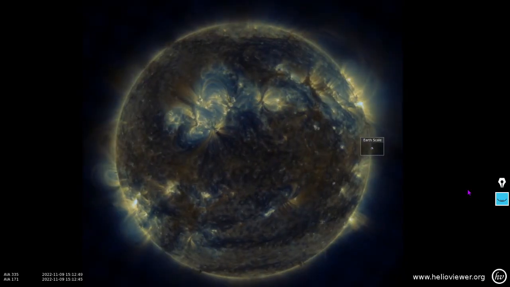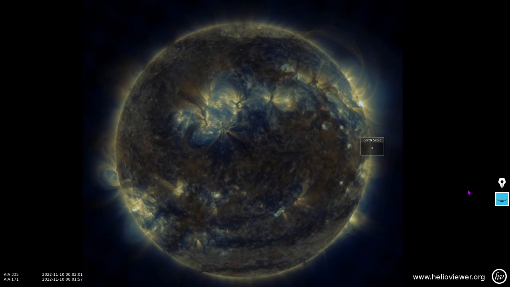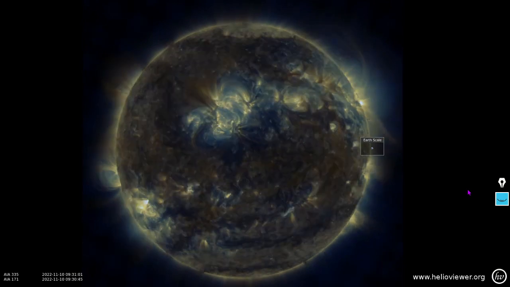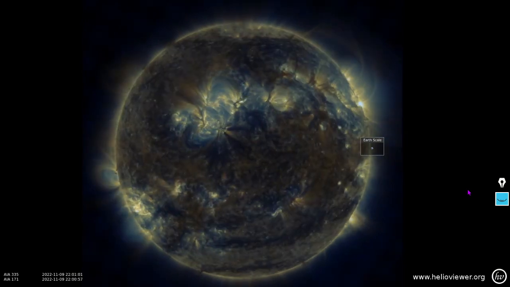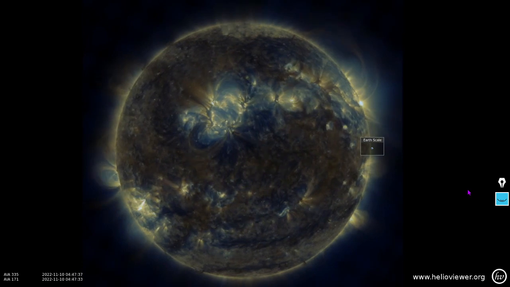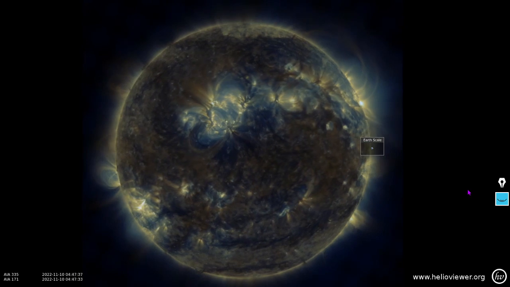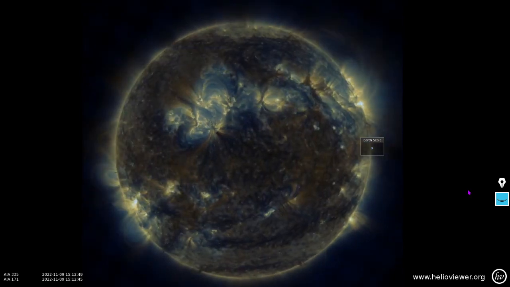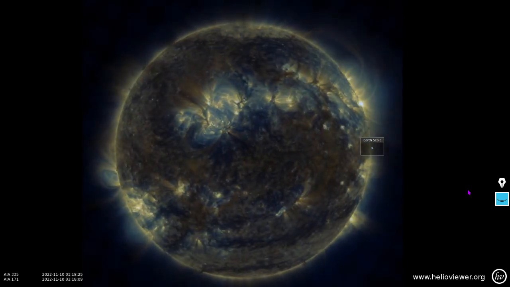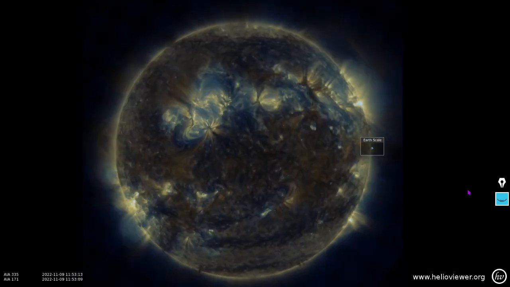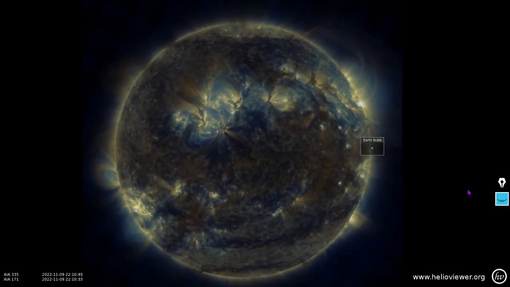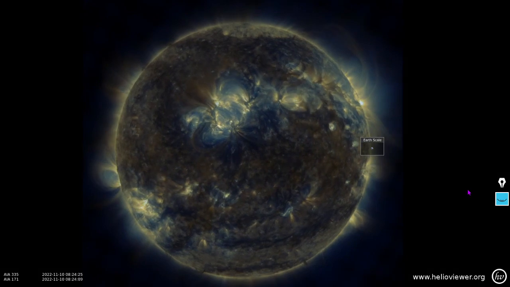Here's another type of composite that we like. This is 304 plus 171 angstroms. Another great composite wavelength there. It's great at showing filaments, and it really does give the solar corona a 3D appearance, because that corona is very, very bumpy. And this helps to illustrate that.